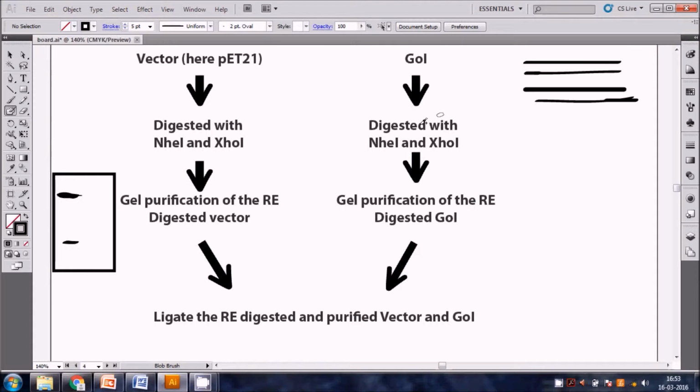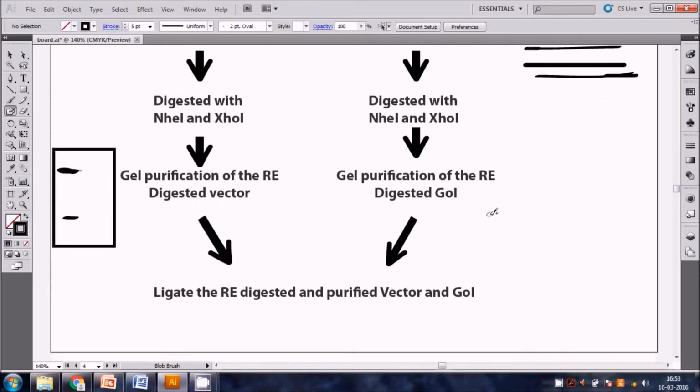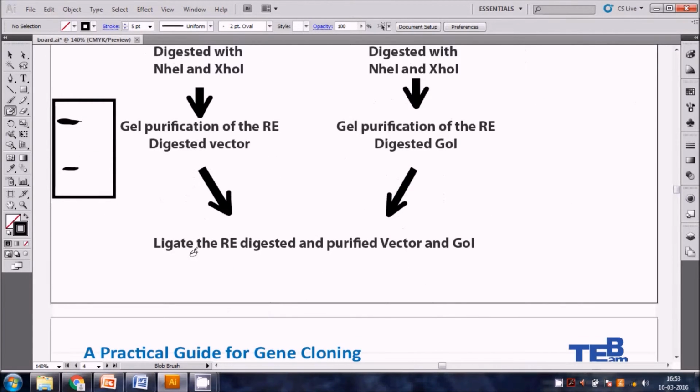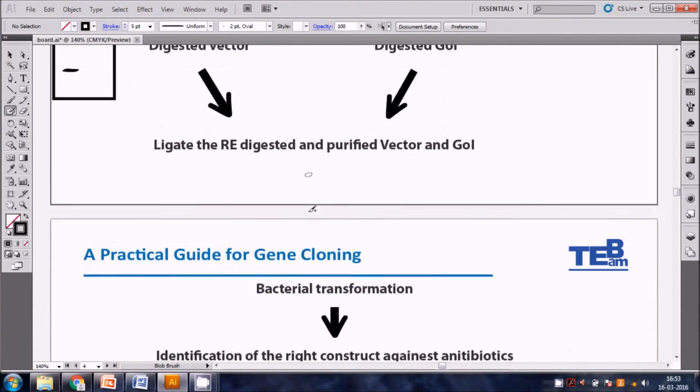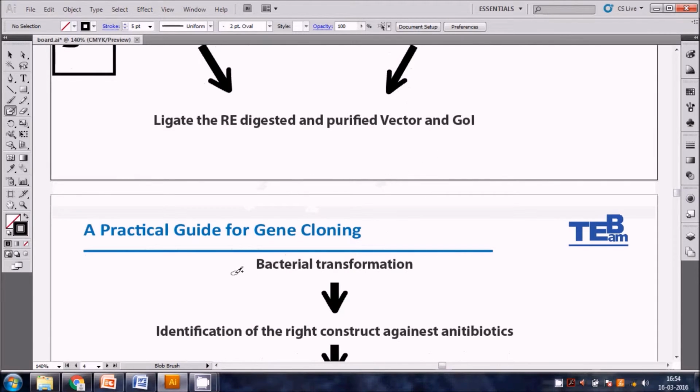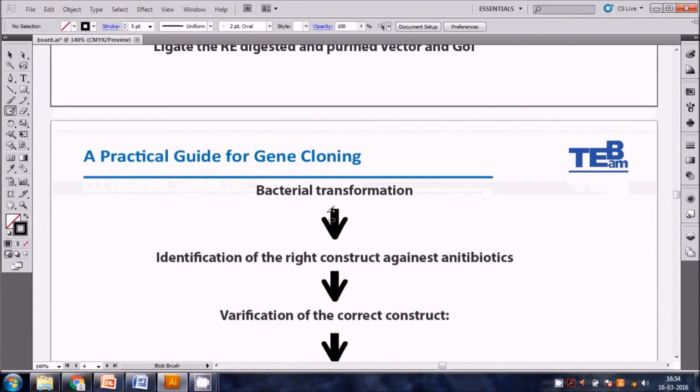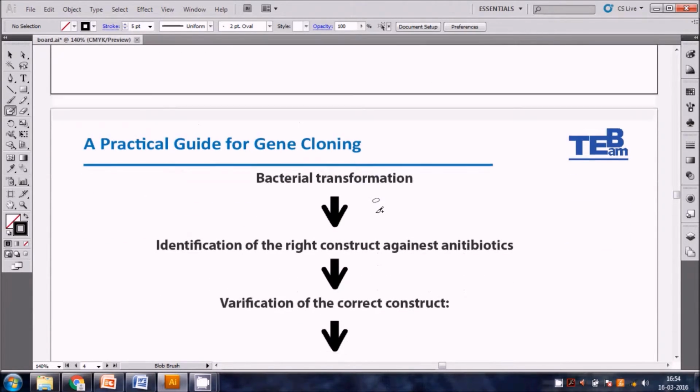You will do a similar digestion for the gene of interest, and again purify the gene of interest from the gel. Then you will ligate the reaction mixture, incubating it at 22 to 30 degrees C, and after this you will use the ligated mixture for bacterial transformation. That's how you will select only whatever is ligated in this process, those colonies which take in this ligated plasmid with the PCR product.